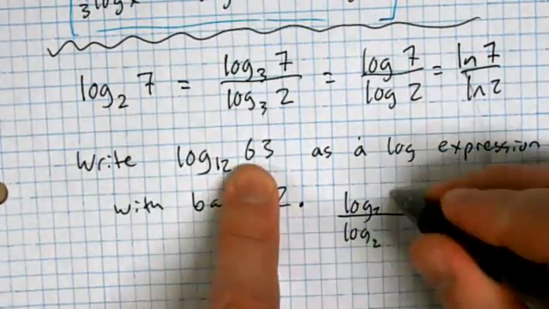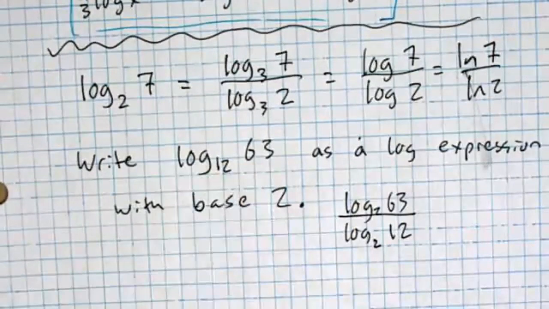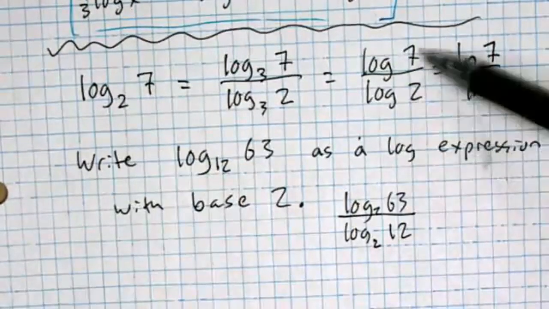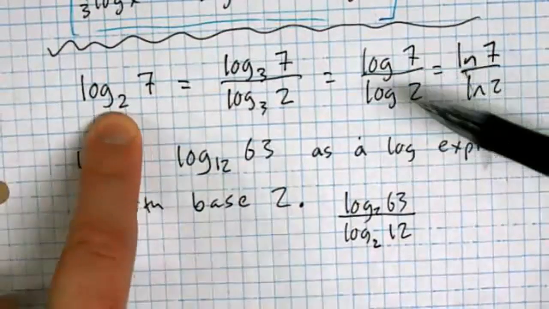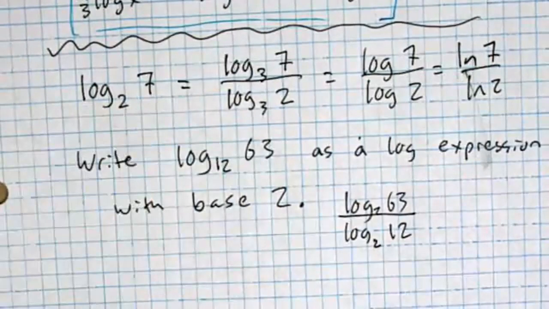And up here, I'm gonna have a 63, and down here, I'm gonna have a 12. That's it. That's all you need to do. Okay, so that change of base formula is useful for evaluating using a calculator, although your calculator probably, you can just type this in. Most of the calculators, you can just type that in.